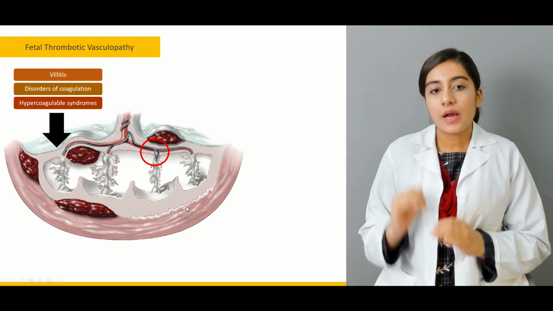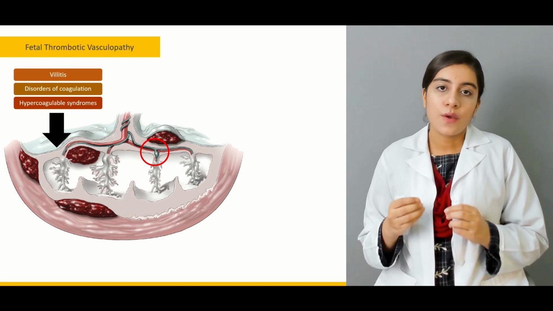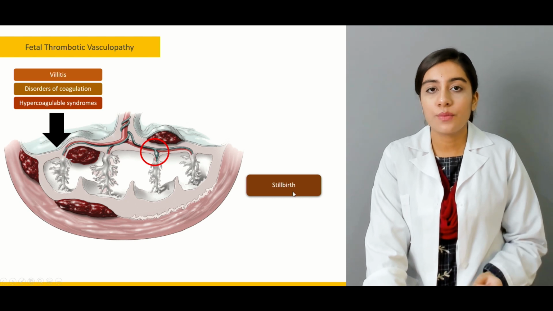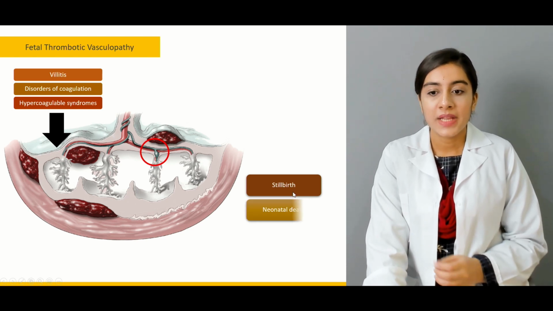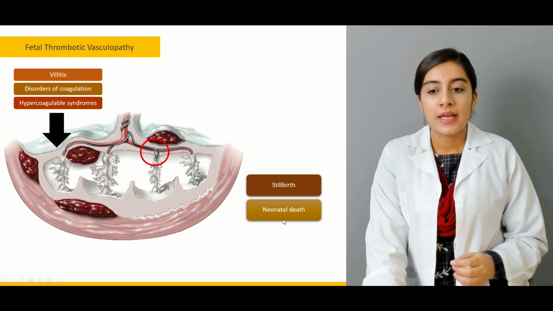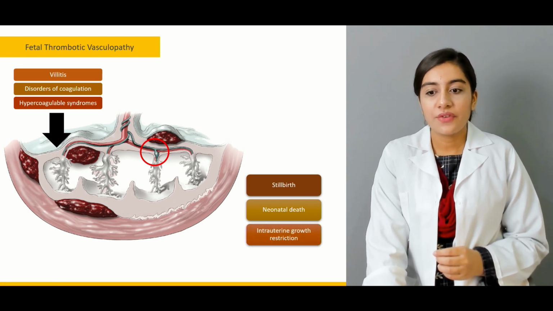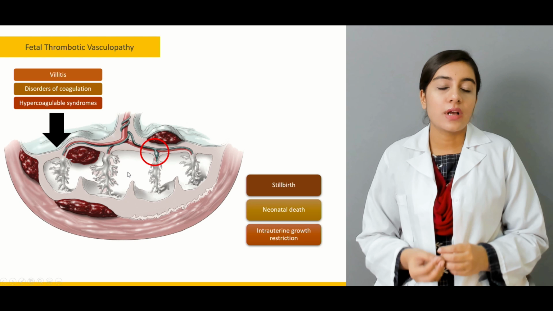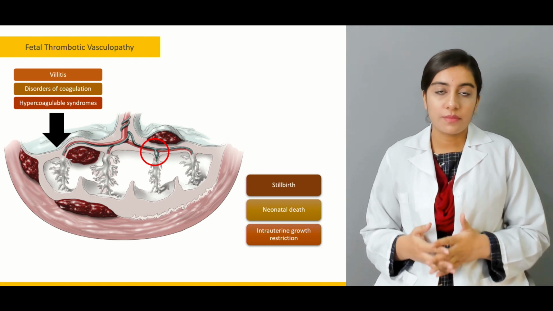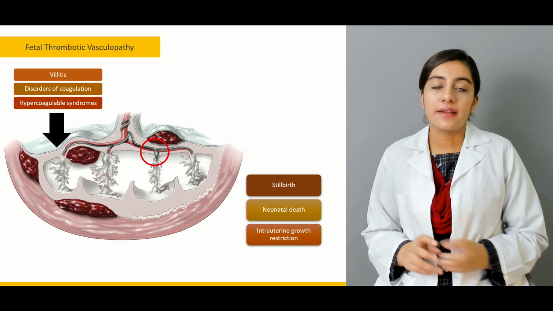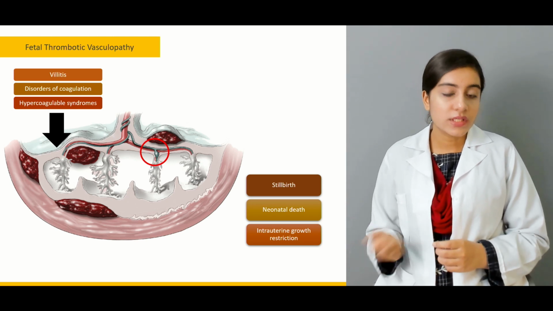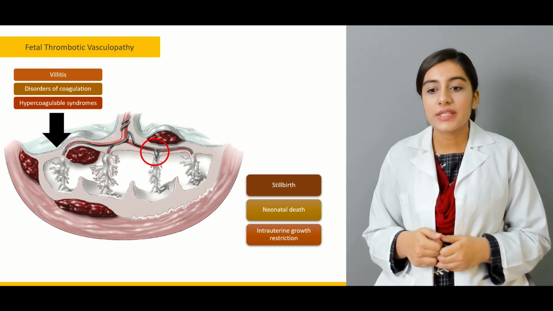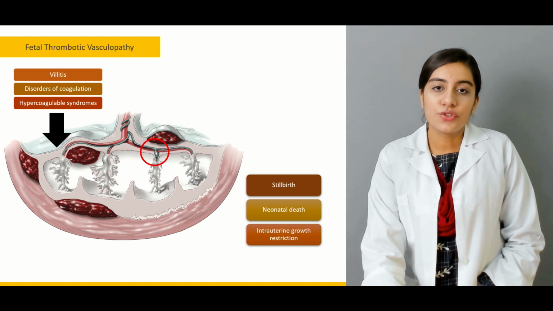Now, what are the outcomes of fetal thrombotic vasculopathy? The first one is stillbirth. That means that the child was dead when he or she was born. Then we have neonatal death. And finally, we have intrauterine growth restriction. That is because an insufficient amount of nutrients is absorbed from the intervillous spaces into the villi and then reaches the fetus. Because of that insufficient or unfavorable external environment for the fetus, intrauterine growth restriction is usually seen.